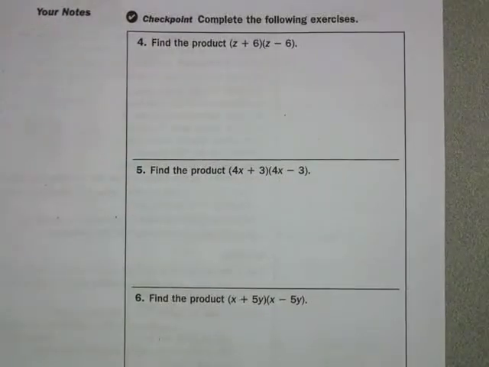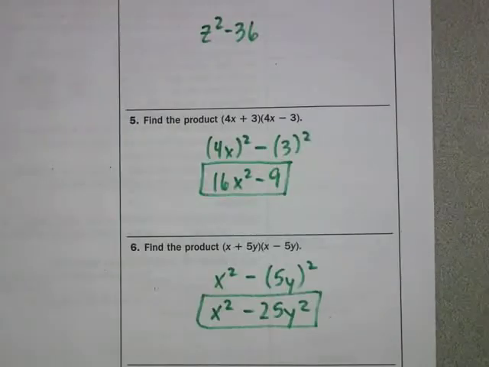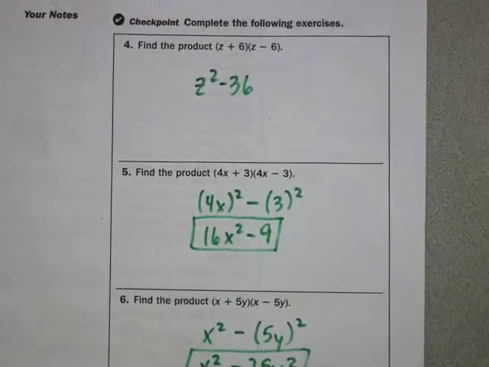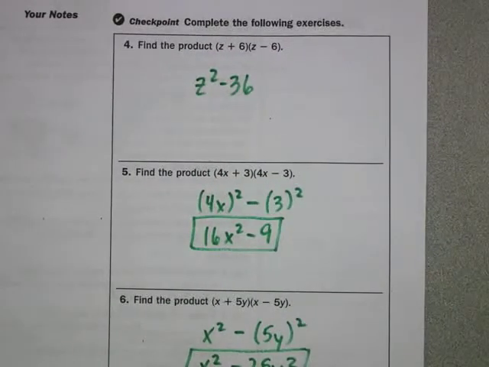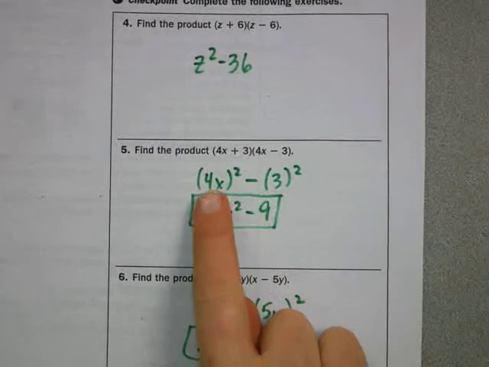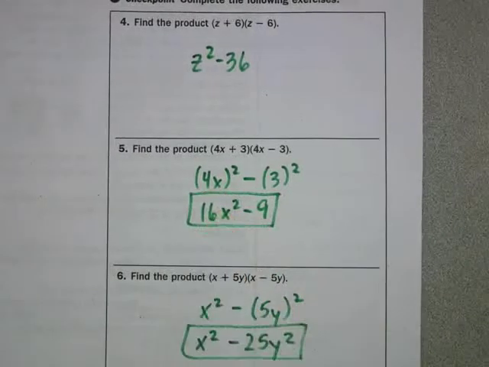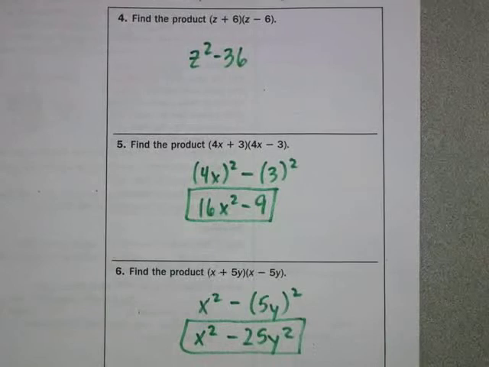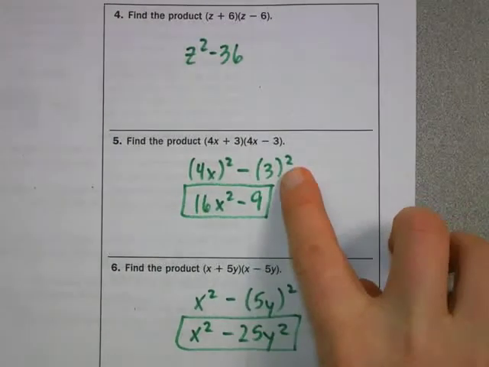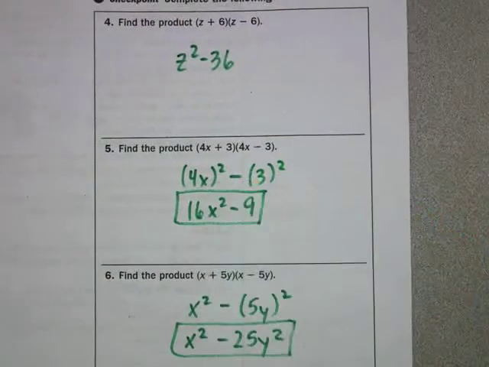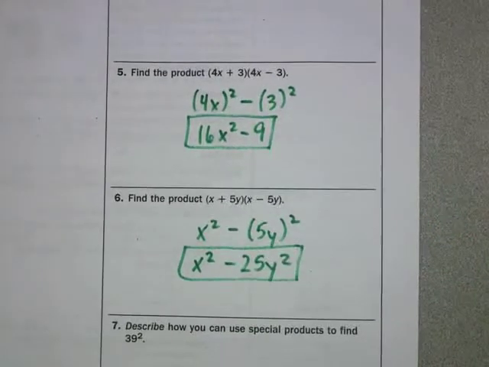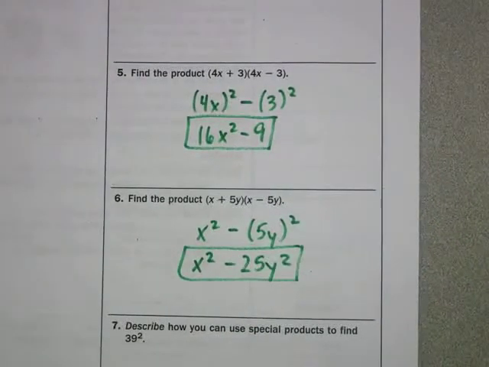Okay, so let's see how you did. Number 4 is z squared minus 36, sum and difference pattern. Same thing with this one. Make sure you squared the 4 and the x to make 16x squared minus 9. There's always a minus sign in between in sum and difference pattern because exponents come before subtraction. And then number 6 is x squared minus 25y squared. Make sure you squared the 5.